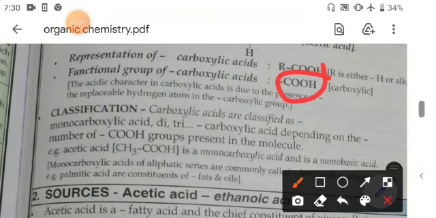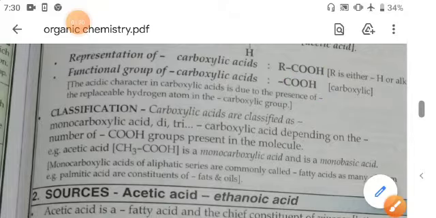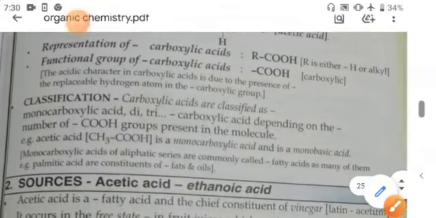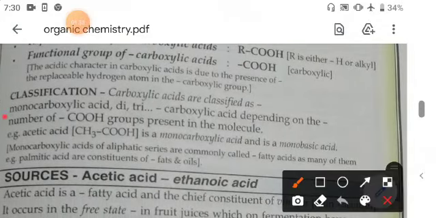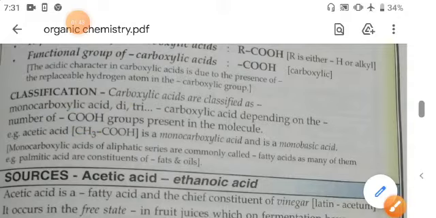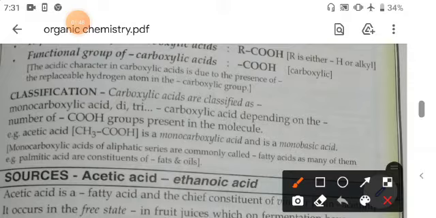And classification: carboxylic acids are classified as monocarboxylic acid. Mono means one. When one carboxylic group is there, that is called a monocarboxylic acid. On the basis of the number of COOH groups present in the molecule, you will say that it is monocarboxylic, dicarboxylic, tricarboxylic, or polycarboxylic. Okay, now an example, acetic acid.